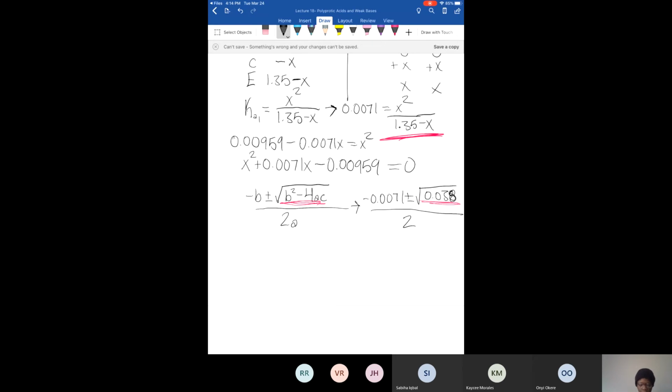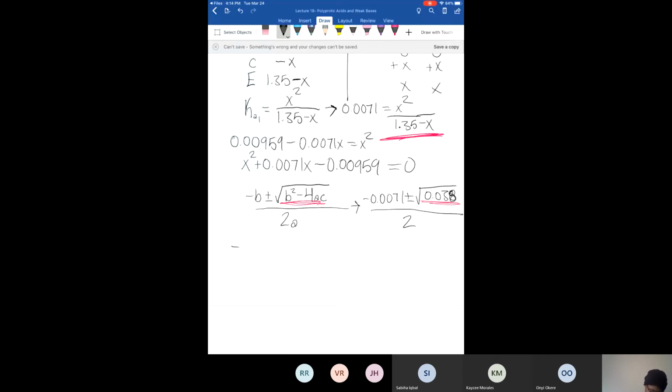We can ignore the x at the bottom? Sorry, I didn't see that. In this case, no, because the Ka value is not less than 4 magnitudes in relation to the concentration. It's not small enough for you to ignore it. So that x matters in this case, and you don't just ignore it. Okay, take the square root of that.